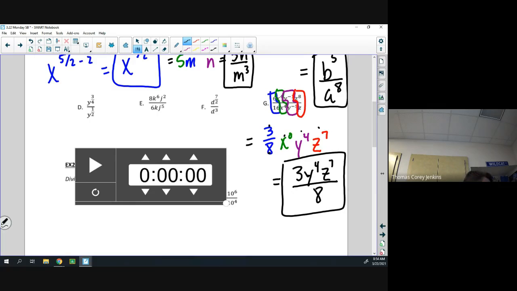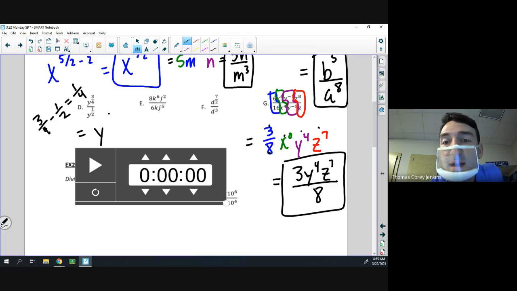Carson, were you able to get D? It's not y to the 1/2. How about a volunteer? Anybody? Tristan? 1/4, yes. So in your calculator, you're just typing 3 ABC4 minus 1 ABC2. You get 1/4. So that would be my exponent. Okay, so y to the 1/4. Thank you, Tristan.